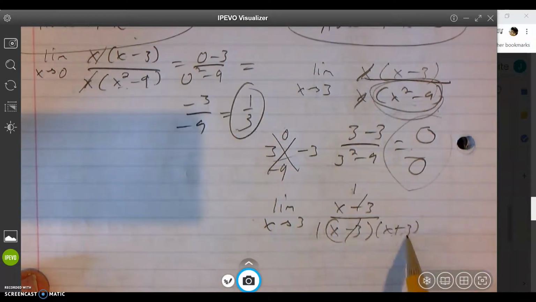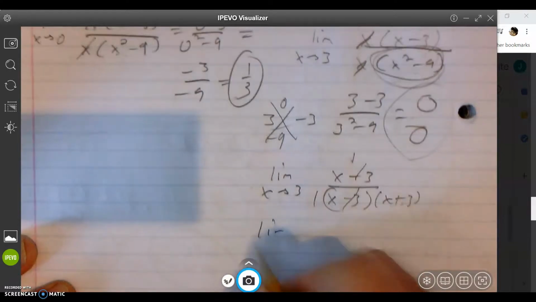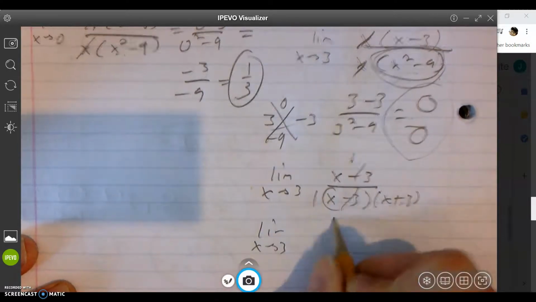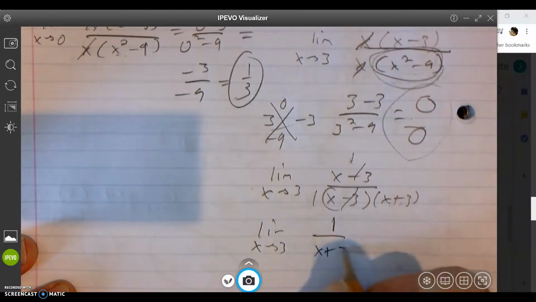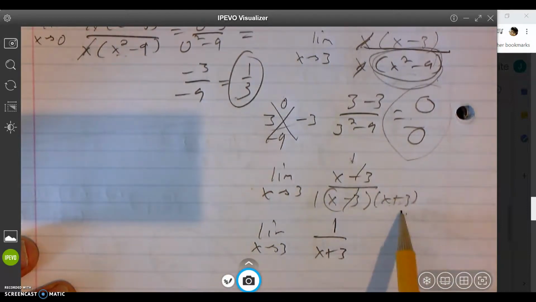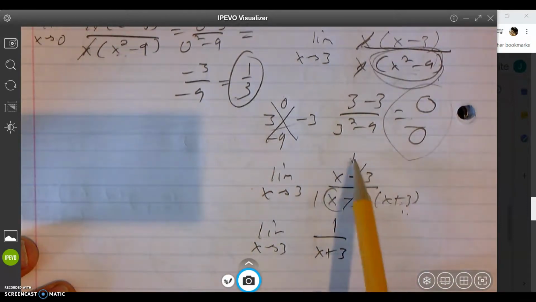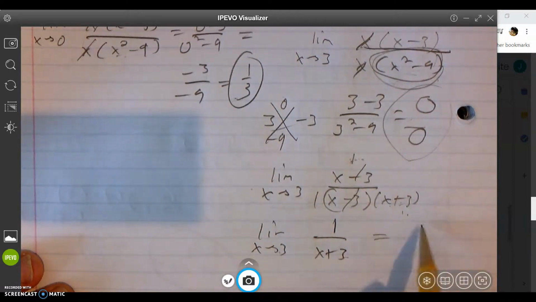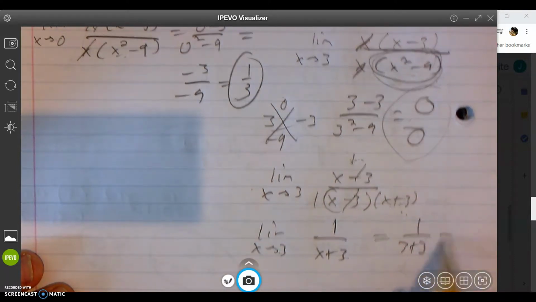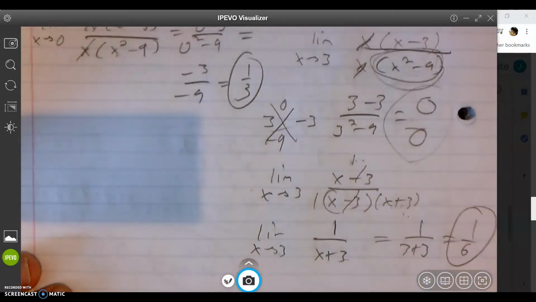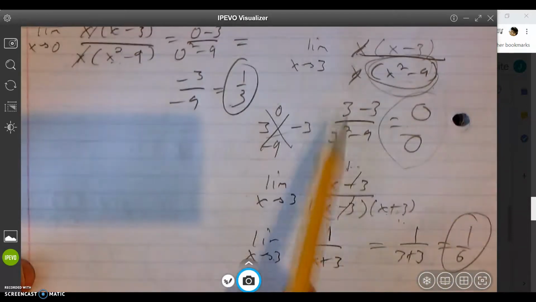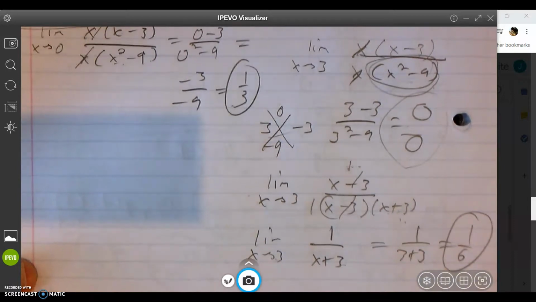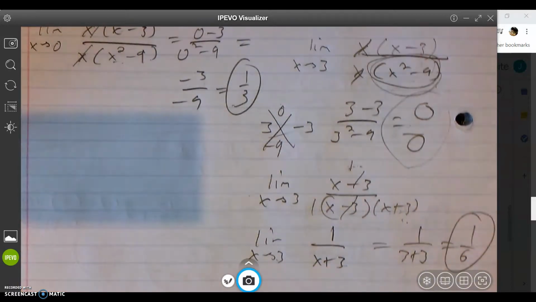So x plus 3 is not on the numerator. That's not the answer. It's 1 over x plus 3. So the limit as x approaches 3 is 1 over x plus 3, because this remains in the denominator, because this equals 1, and that 1 remains there on the numerator. So now I'm going to plug in 3 and finish it. 1 over 3 plus 3, which is 1/6. Got it. So there's a hole at x equals 3, and the limit is 1/6. Cool. Nice job, everybody.